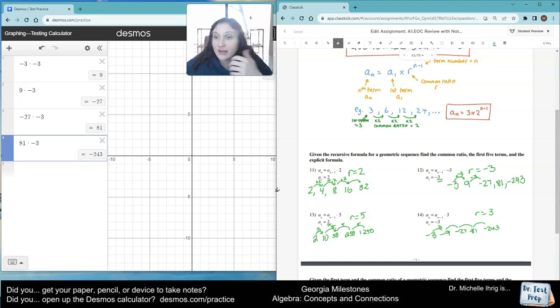So then it says write the explicit formula. The explicit formula is you just start with the starting value. So in this case, our starting value is 2. Then I'm multiplying by whatever my ratio is, and then I write n-1. Here, I'm just copying the formula down. I start at -3. I multiply by my common ratio, which also happens to be -3, and then I have n-1.